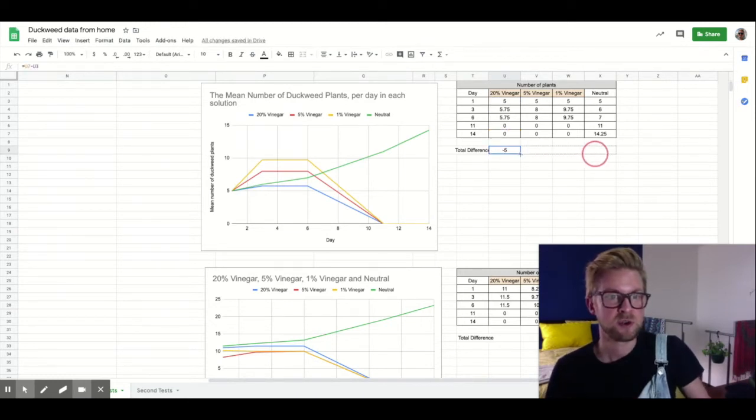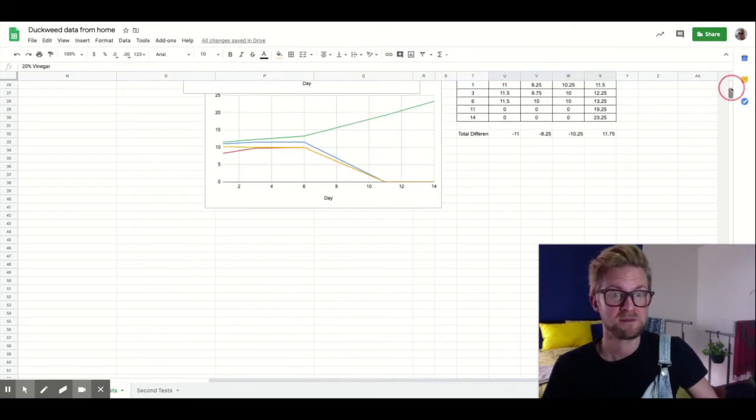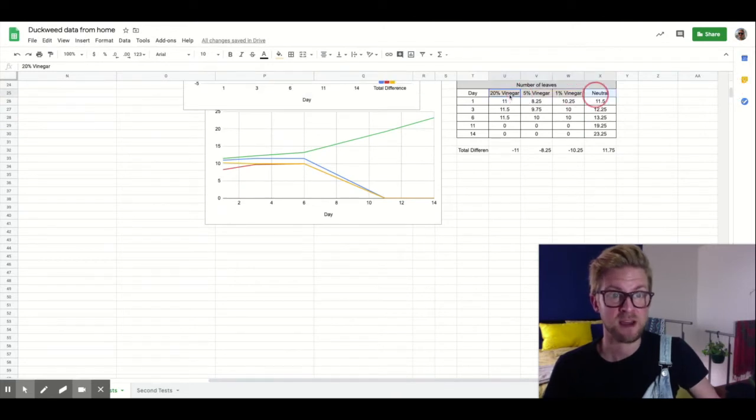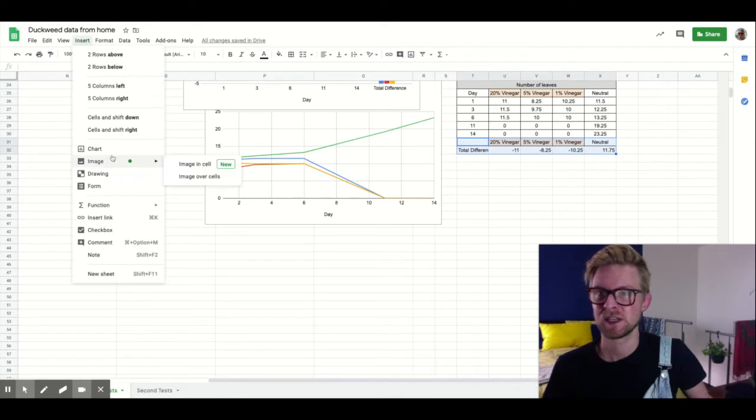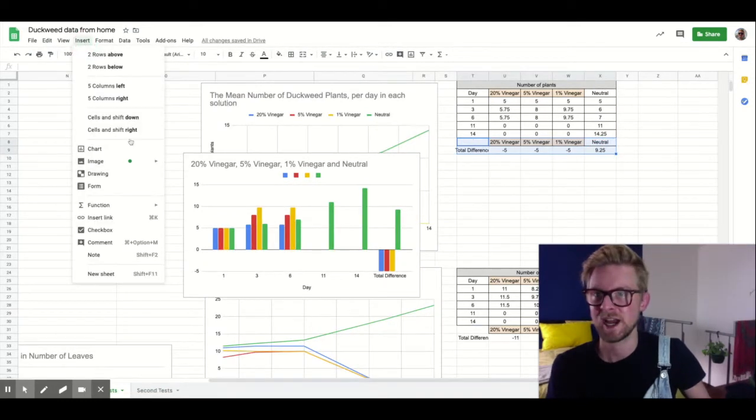I'm going to click and drag that over. I'm going to do the same for the number of leaves. I'm going to insert two graphs. This time I'm going to have it showing columns. I'm going to highlight those cells, insert a chart, and hopefully it'll suggest a column. Yep. I'm going to do the same with this data.